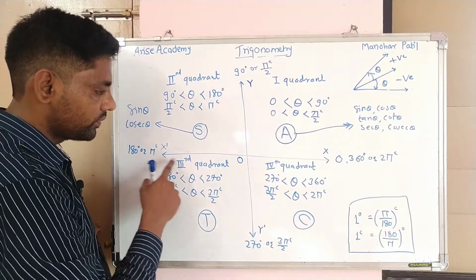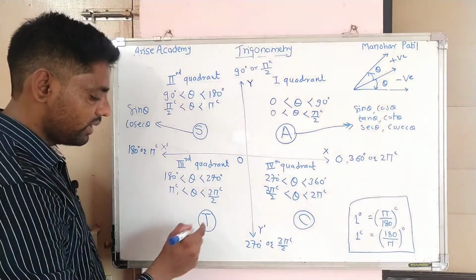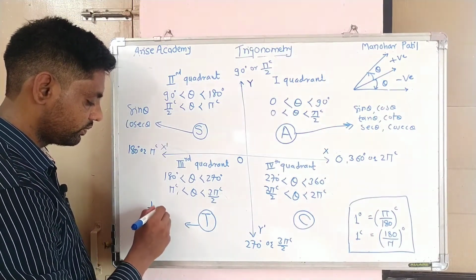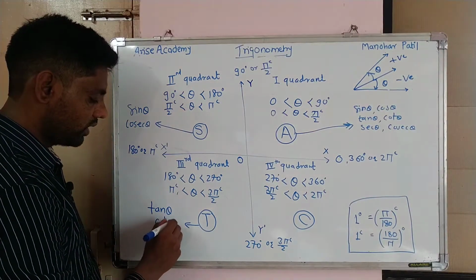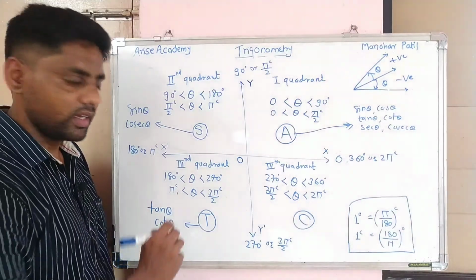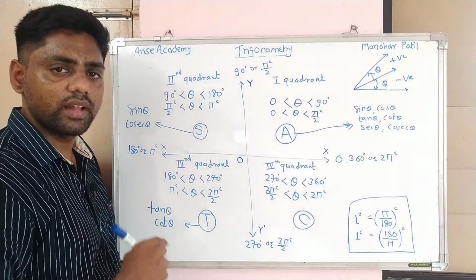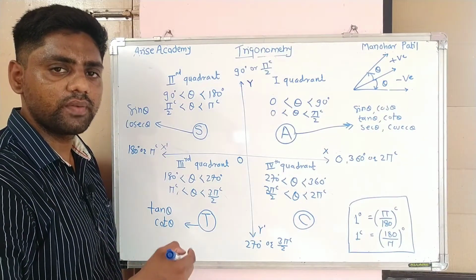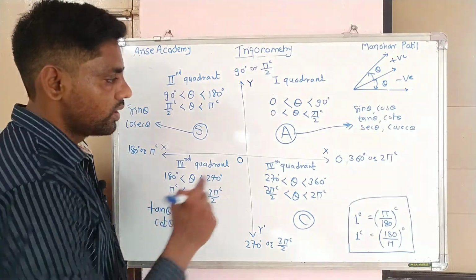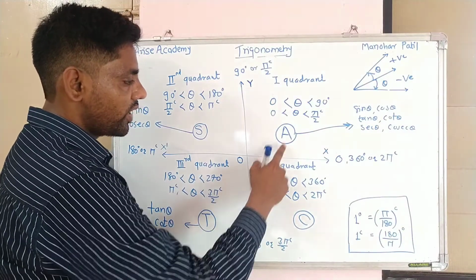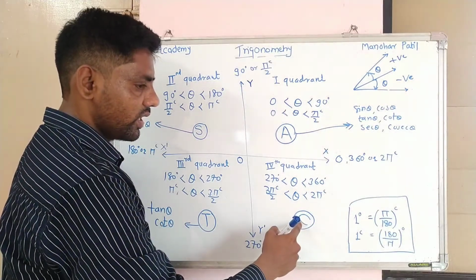In the third quadrant, All Student Take, for T. T means tan theta, and the reciprocal of tan theta is cot theta. So in the third quadrant, tan theta and cot theta are always positive, and the remaining ratios, that is sin theta, cos theta, sec theta and cosec theta, are always negative. In the last quadrant, according to All Student Take Coffee, Coffee takes the initial letter C.